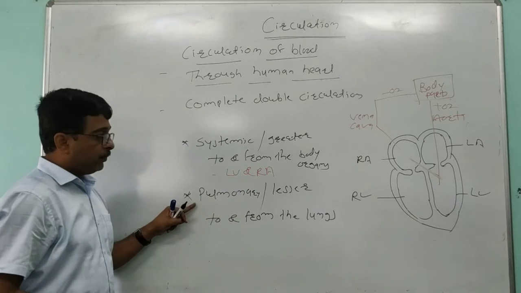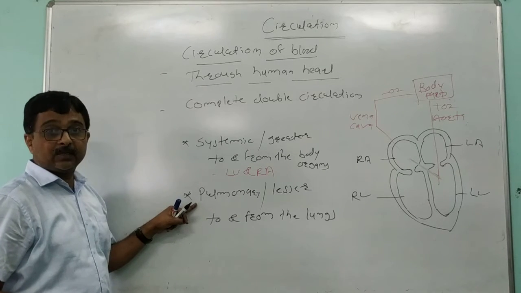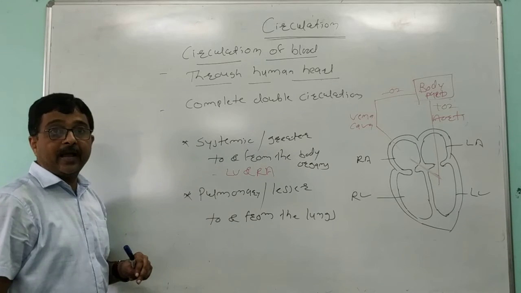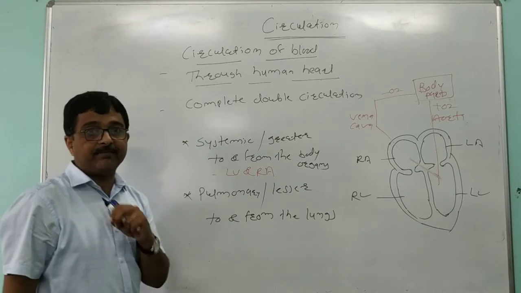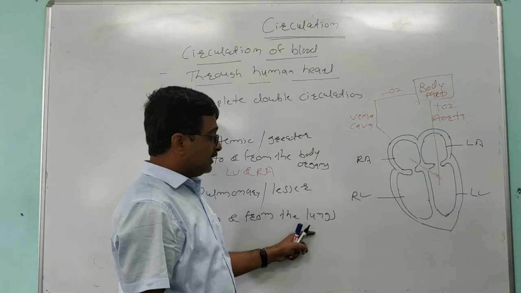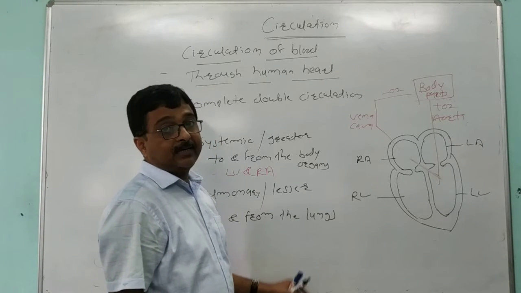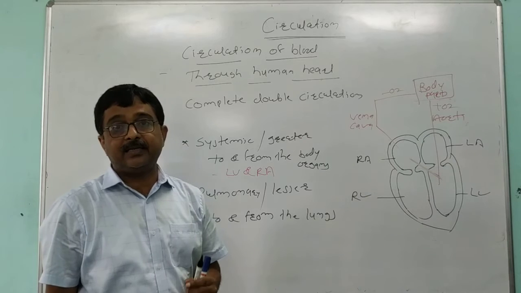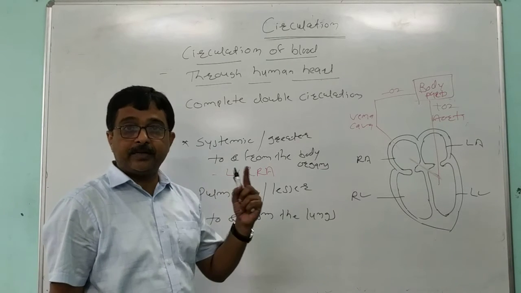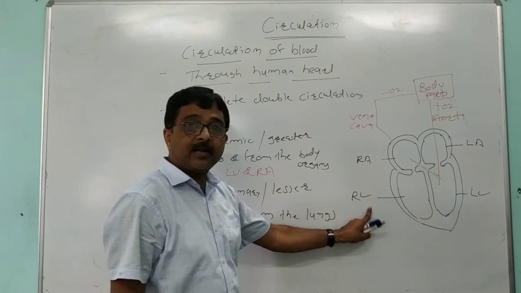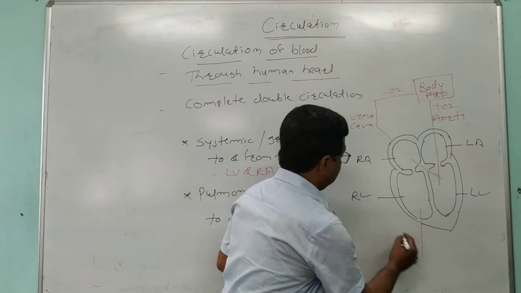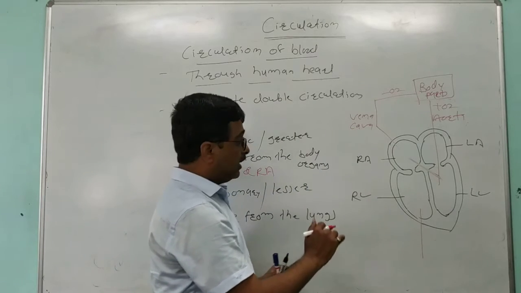Now about pulmonary or lesser circulation, in which there is a flow of blood to and from the lungs. The blood vessel which carries the blood to the lungs is the pulmonary artery, and this pulmonary artery carries deoxygenated blood. Now the deoxygenated blood is in the right ventricle. So from the right ventricle, the blood is carried towards the lungs.